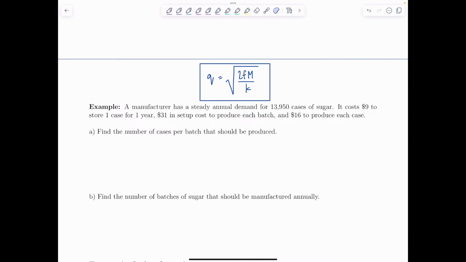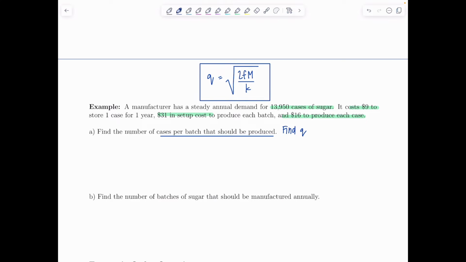So here we go. A manufacturer has a steady annual demand for 13,950 cases of sugar. It costs $9 to store 1 case for 1 year, $31 in setup costs to produce each batch, and $16 to produce each case. So part A says, find the number of cases per batch that should be produced. So that means find Q. Number of cases per batch, find Q.